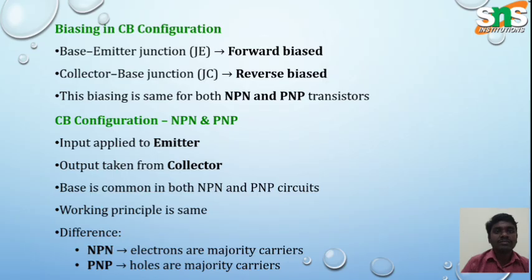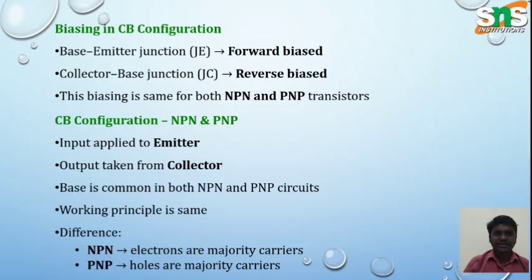again we'll discuss the biasing in common base configuration. The base-emitter junction is forward biased. The collector-base junction, in between collector and base, is reverse biased. This biasing is the same for both NPN and PNP transistors. In the configuration, the input is applied at the emitter and the output is taken from the collector. As we have discussed before, the base is common in both NPN and PNP circuits. The working principle is the same for both NPN and PNP.